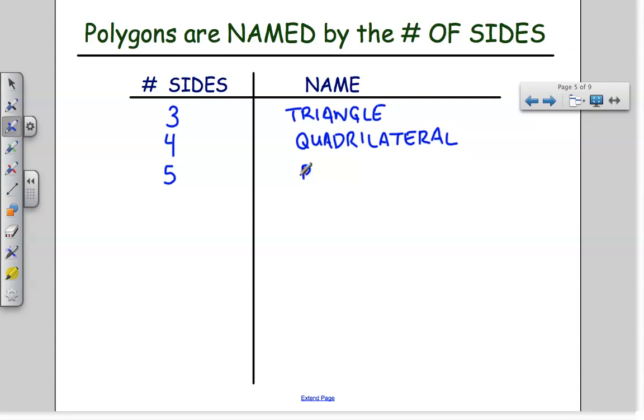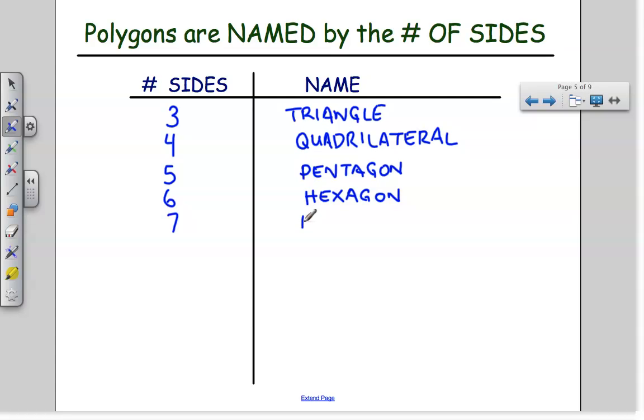A 5-sided polygon we've seen a few times this year is a pentagon. Pent or penta means 5. A 6-sided polygon is pretty common in real life too. A lot of gazebos are hexagons. 6-sided.